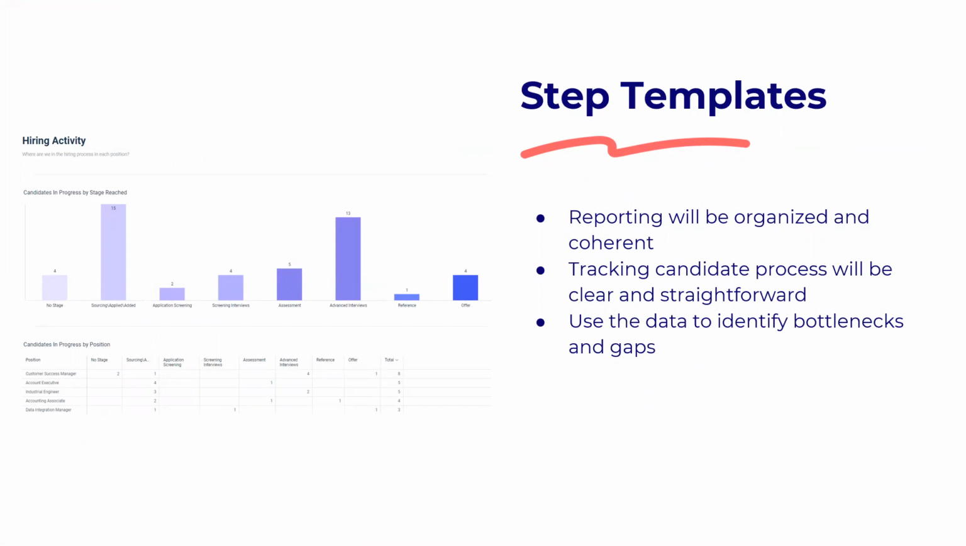This is a snapshot of the hiring activity dashboard, and as you can see here, we're seeing all of the candidates in progress by the stage reached, and we also have a table below that's split up by position. So this is essentially where you'll see all the candidates by step, and that's why we want to align the steps in the system, make sure that they all belong to the correct stage.